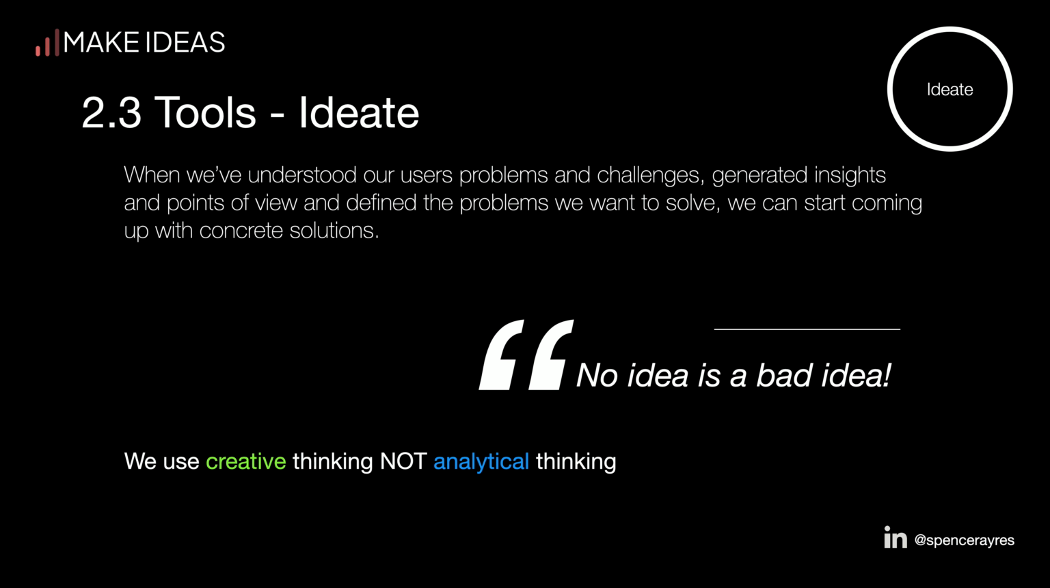Stage 3 is ideation. Now, when we've understood our users' problems and challenges, generated insights and point of view, and defined the problems we want to solve, we can start coming up with concrete solutions. Now, this is where the divergent thinking really comes into play. We want to think of as many different ideas as possible. Remember, no idea is a bad idea at this stage.